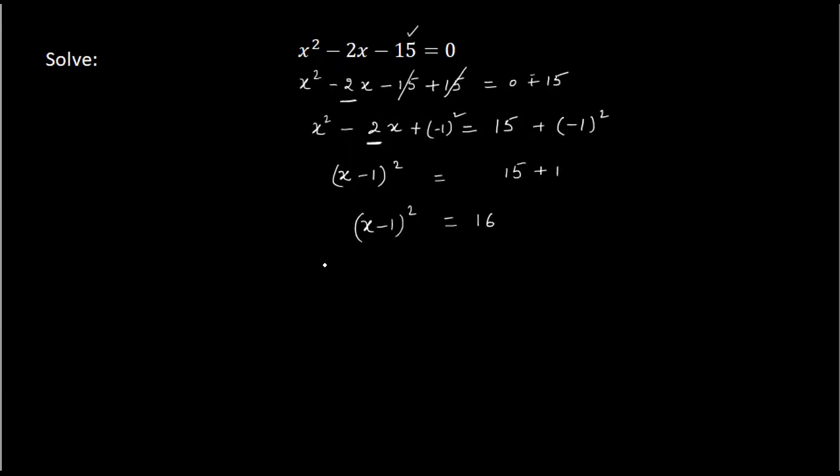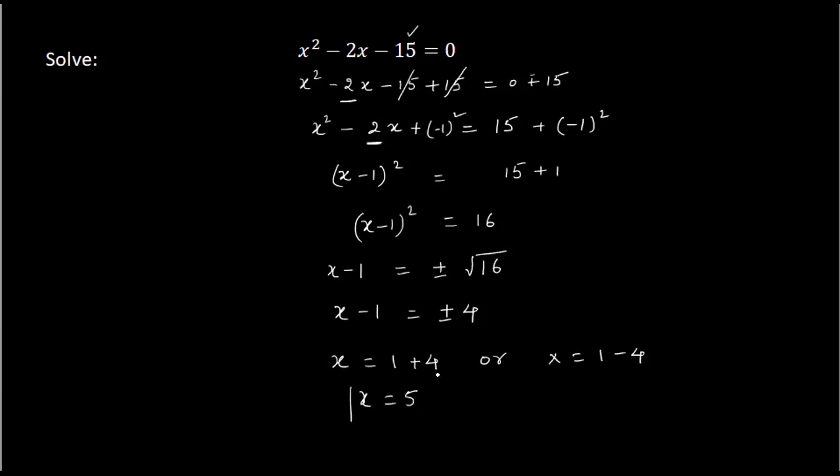Now taking square root on both sides, we get x minus 1 equals plus minus square root of 16. Or we can say x minus 1 equals plus minus 4. Or we can say x equals 1 plus minus 4, otherwise 1 plus 4, or x equals 1 minus 4. So finally, we get x equals 5 and x equals negative 3. So x equals 5 and x equals negative 3 are the zeros of this simple quadratic equation.